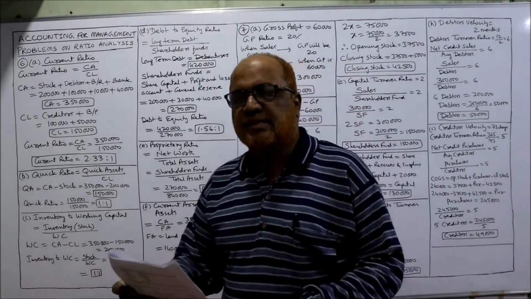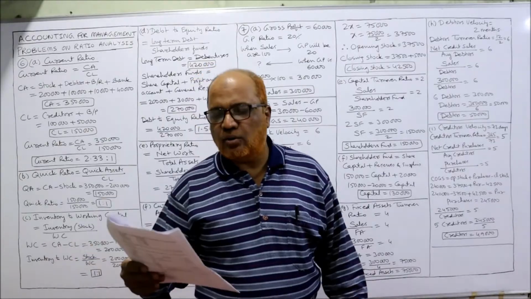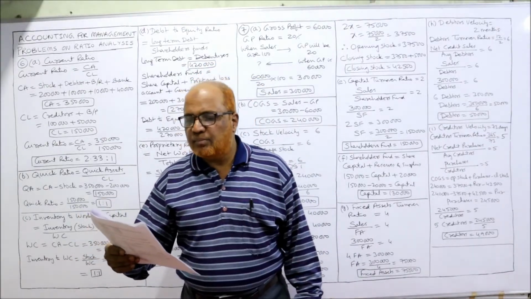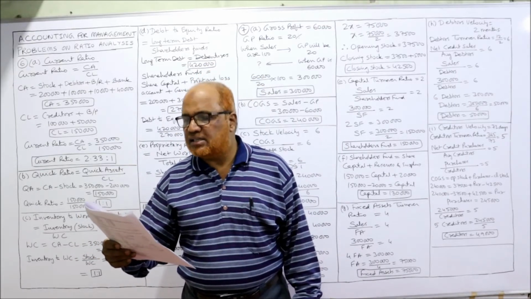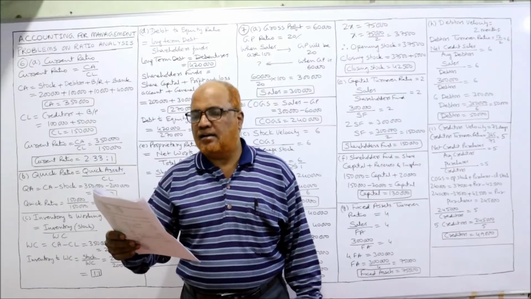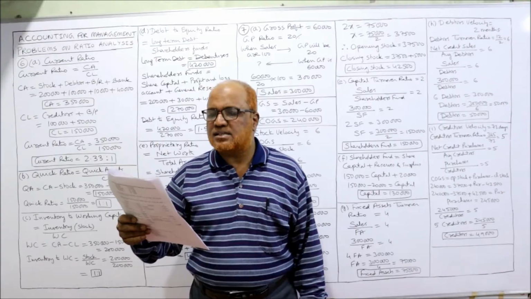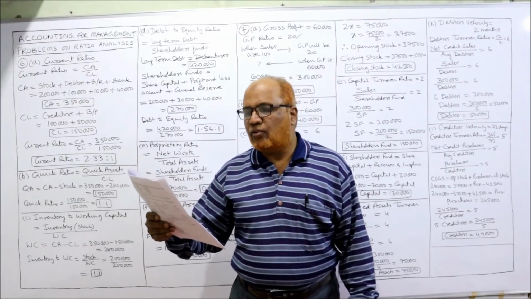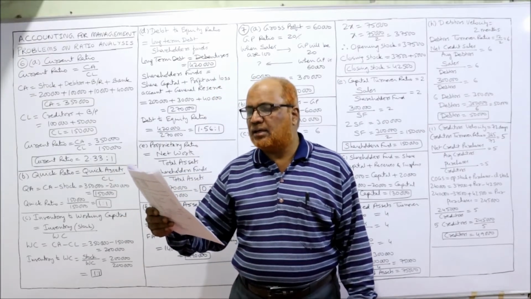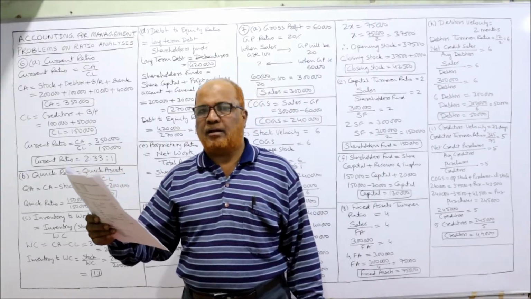See problem number 6. I am reading out the sixth problem. The working capital of ABC Limited has deteriorated in recent years and now stands as under. Here the balance sheet of ABC Limited is given. Assets are land and building 1,40,000, plant and machinery, stock, debtors, bills receivable, cash and bank.